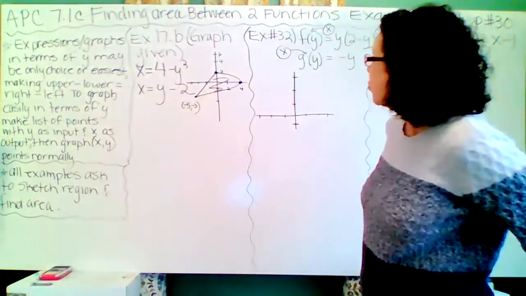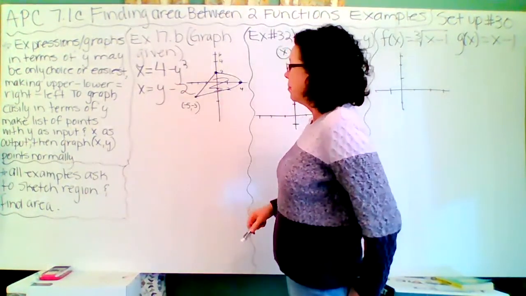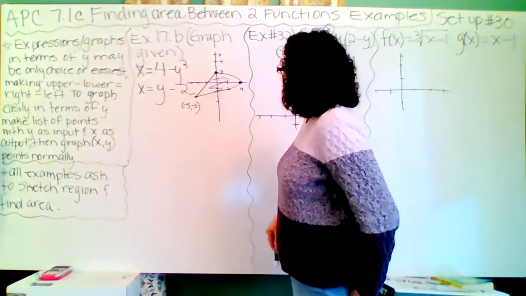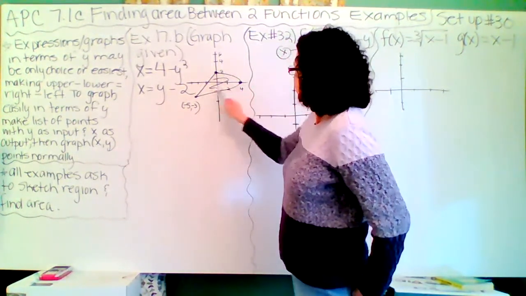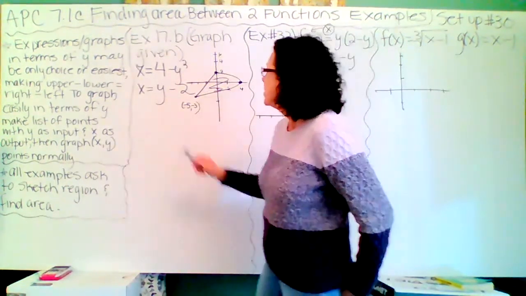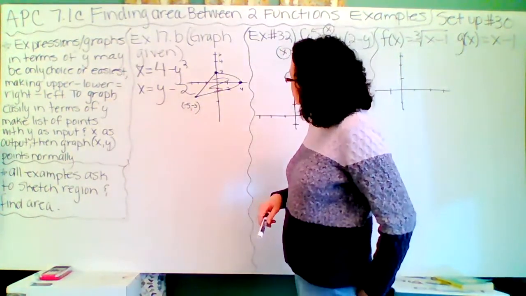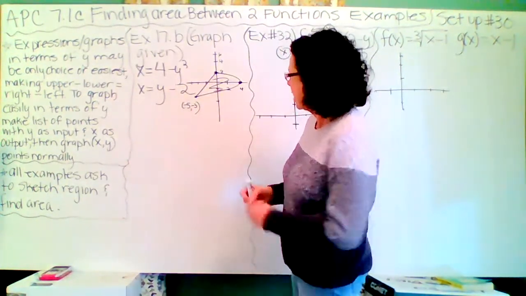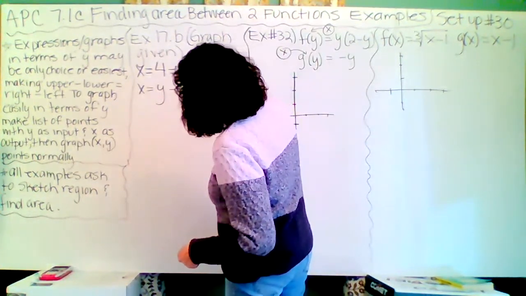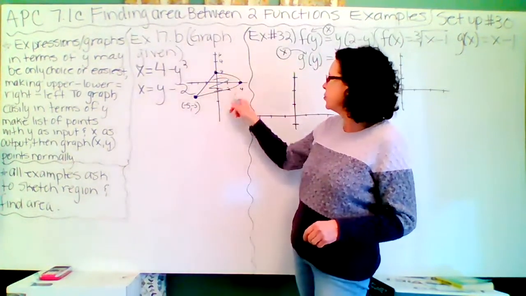Example 17b, the graph was given. Notice we have the horizontal parabola x equals 4 minus y squared. That is right here. Notice that it is horizontal and opening to the left. And this is the line x equals y minus 2. Notice that these graphs actually intersect at this y and this y here, and they showed these points really clearly here.